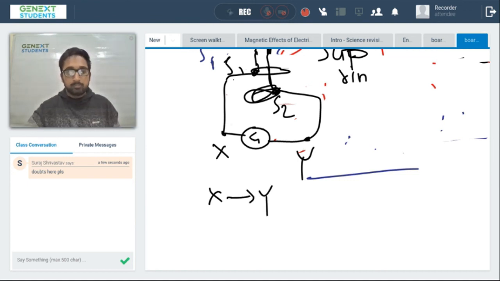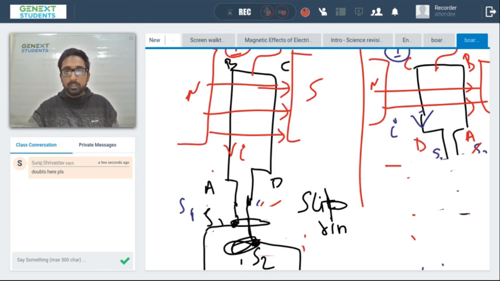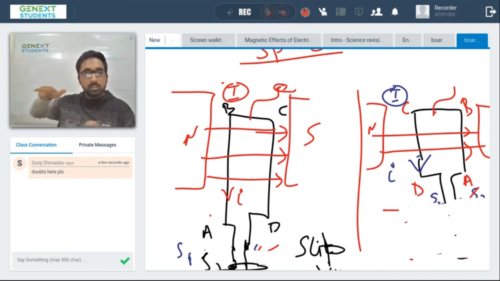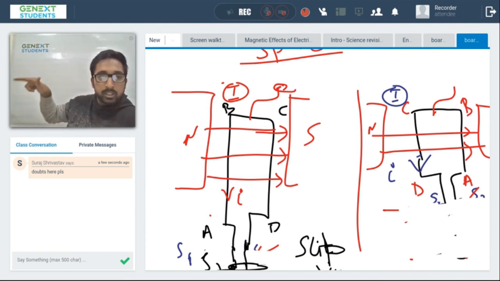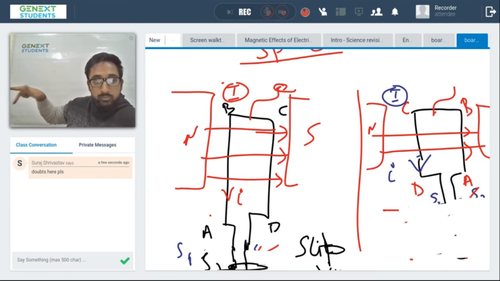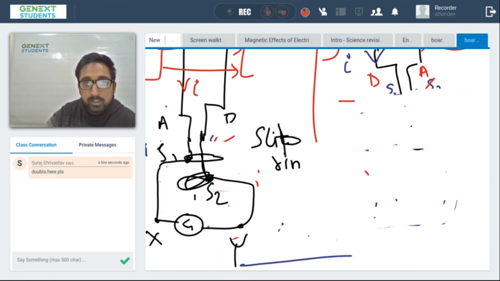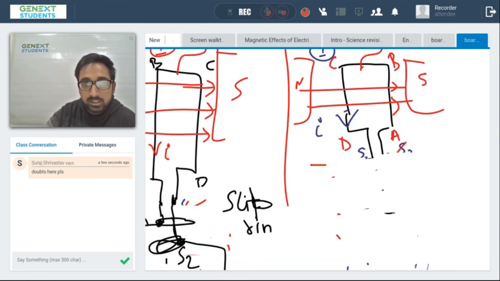Let's see again. What happened? Right, MBI, right hand thumb rule. Motion is in the downward direction. Current here, magnetic field here. So current will be in the downward direction, so from B to A. Therefore, again X to Y. Again X to Y. But there is going to be a slight change in this same concept.